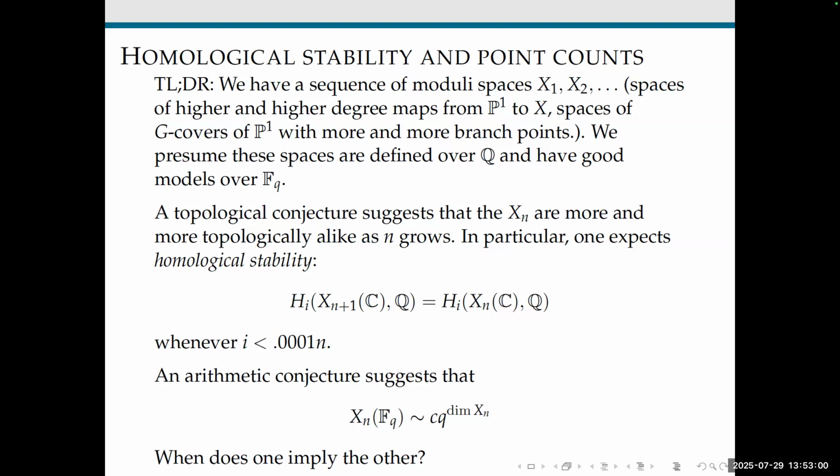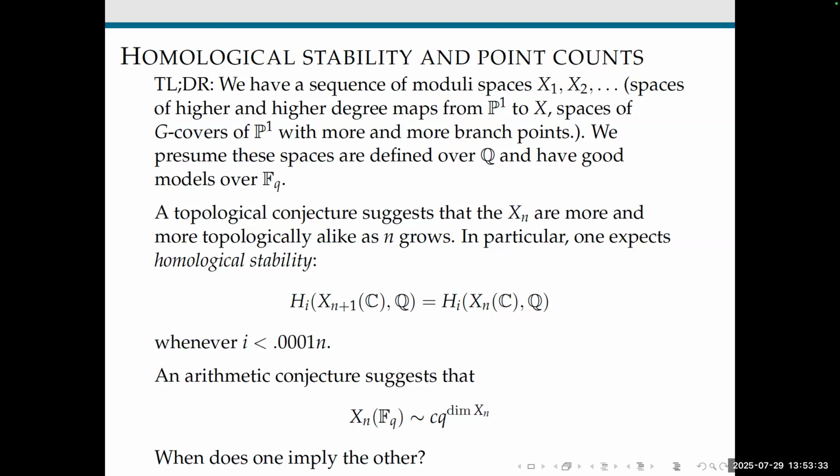So when I say the spaces are getting more and more alike, all I'm really going to mean for this talk is that the rational homology stabilizes. And usually we'll want to know how big n has to be. It turns out that typically what we need is that this happens once n is bigger than some multiple of i. It doesn't matter what it is, so I just put 0.0001 to mean some small constant. So if I want H_5, I just have to let n get up to 5,000, and after that H_i is always the same. Okay, so that's the topological side.